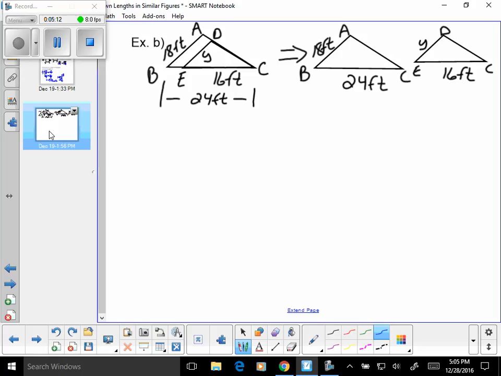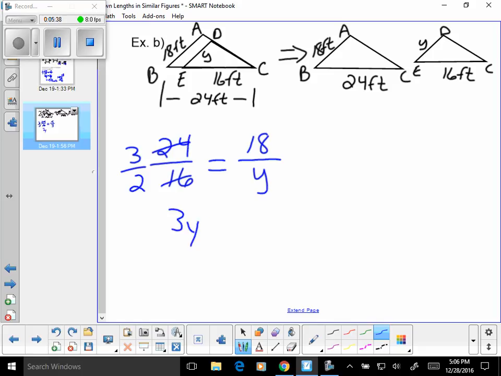Now here again, I can see that BC corresponds to EC, so 24 corresponds with 16. The 18 corresponds to Y. Now again, I'm going to reduce that 24 over 16. I can take 8. 24 divided by 8 is 3. 16 divided by 8 is 2. 3 times Y is, now I do cross product, and 2 times 18 is 36. If you do not have 2 times 18 in your mental math arsenal, I would suggest you learn to put it there fast, because that one's used a lot the rest of the school year.